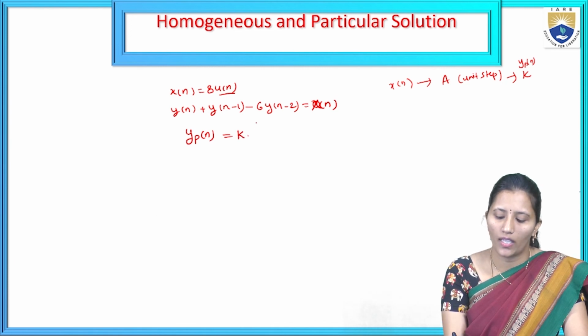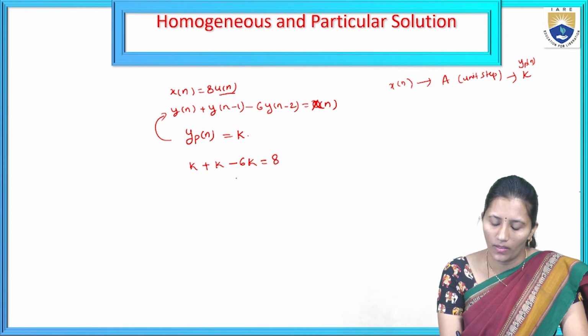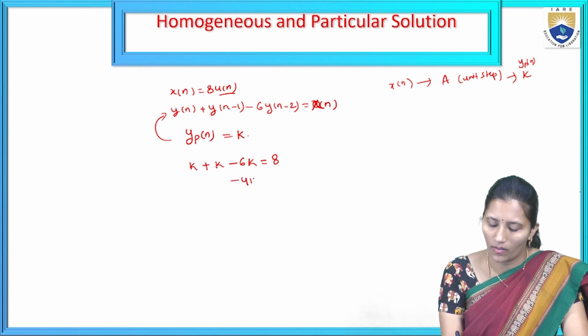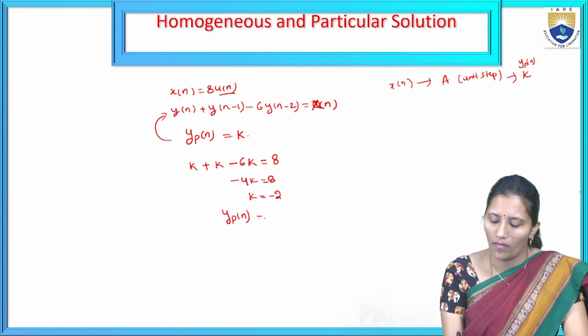Substitute this K in the difference equation. So y of n is K, this is also K, 6K minus K is equal to x of n, which is 8 here. So we get the K value: minus 4K is equal to 8, K is equal to minus 2. So the particular solution we are going to get is minus 2.